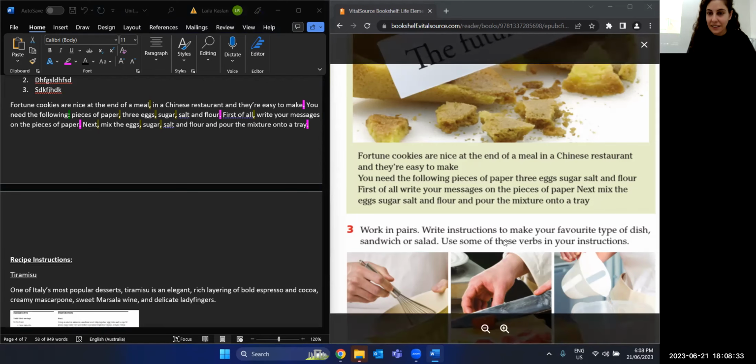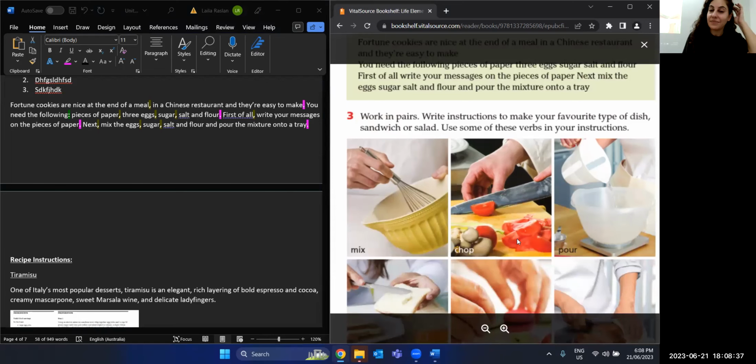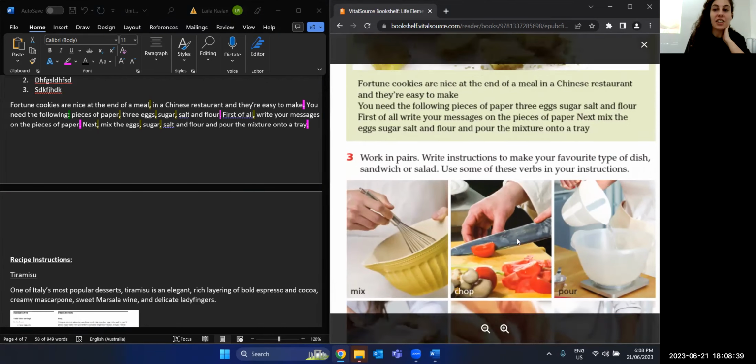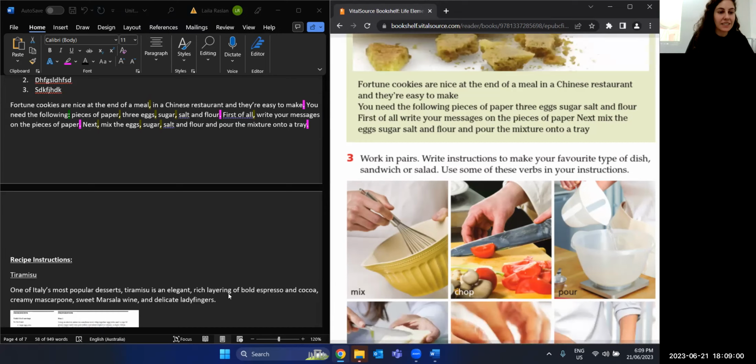Okay, now we're going to work in pairs. So I'm going to give you a teammate and you're going to write instructions to make your favorite type of dish, sandwich or salad or any empanadas, whatever you want. And you're going to write instructions. So you're going to write it so that I could make it at home. I know I can read what you wrote, your instructions, and I will know what to do. So let me give you an example before I put you into your team.